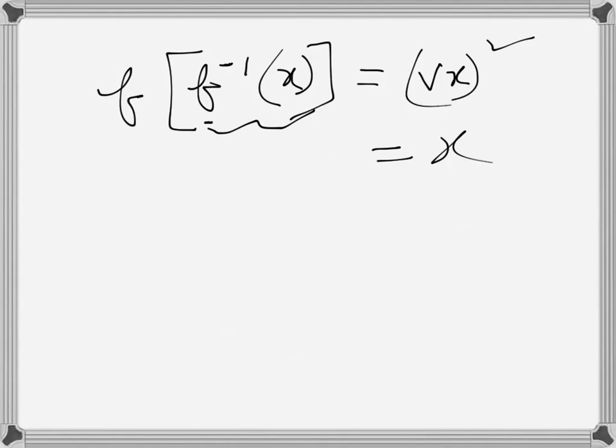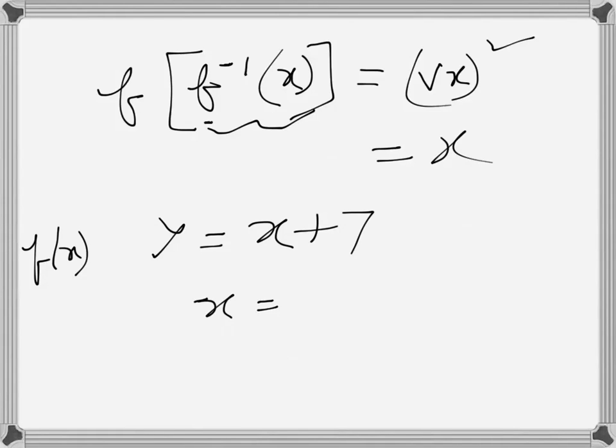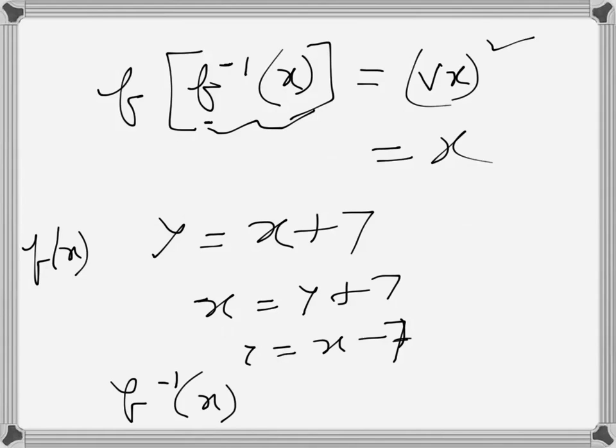So I will do one more example. So let's see, this is our function of x, and we want to find the inverse function. Of course, if we swap, y plus 7, so y is equal to x minus 7. So the inverse function is x minus 7, and f(x) is of course x plus 7.